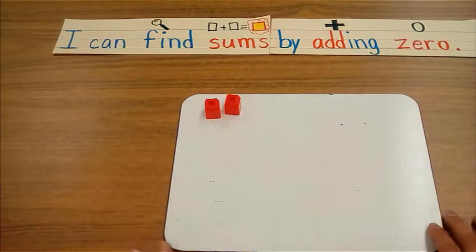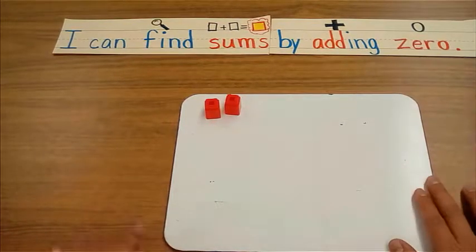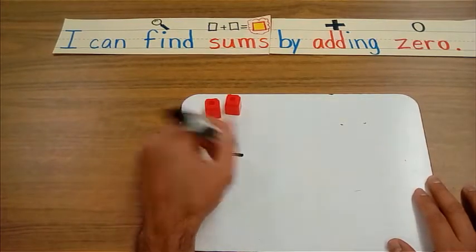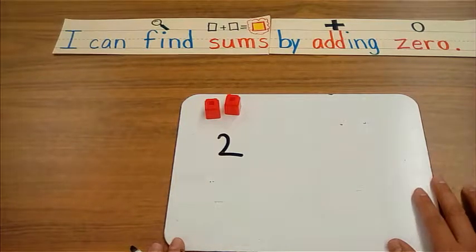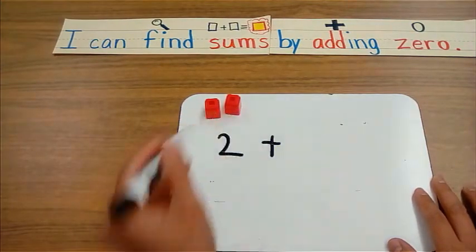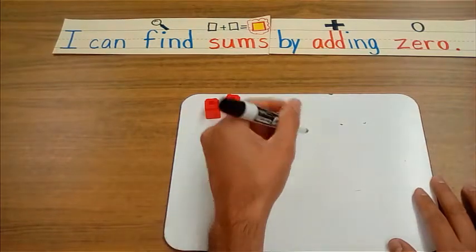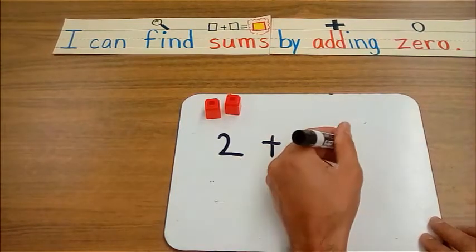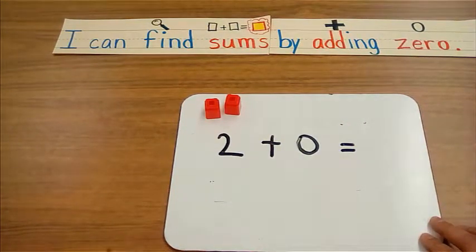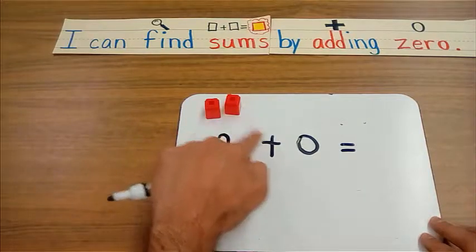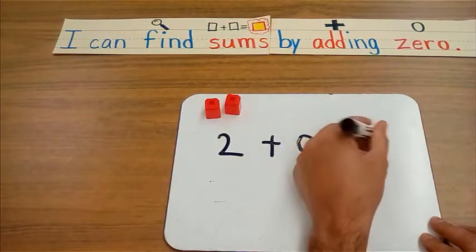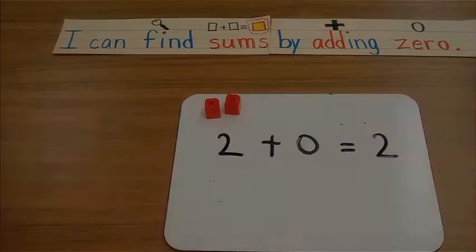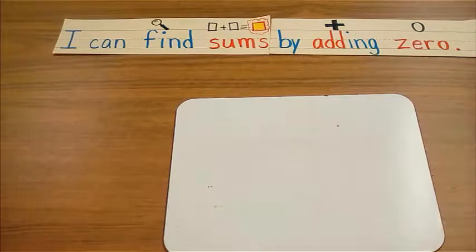I can also write that as a number sentence. So I could say, I ate 2 red cherries. Later that day, I ate 0 red cherries. So how many cherries did I eat? Let's see. 1, 2, plus 0 more makes 2. Got that? Great.